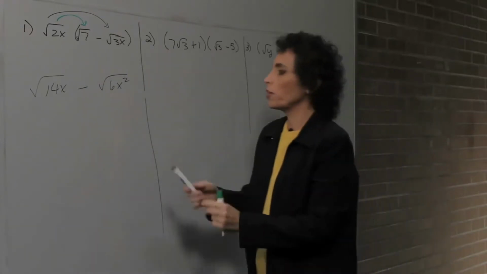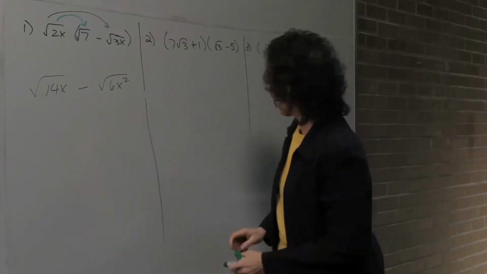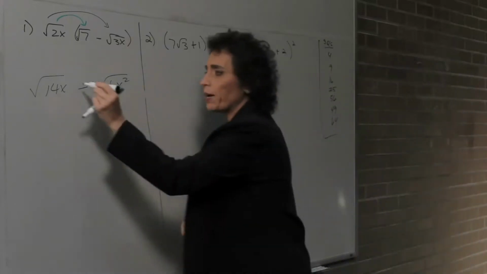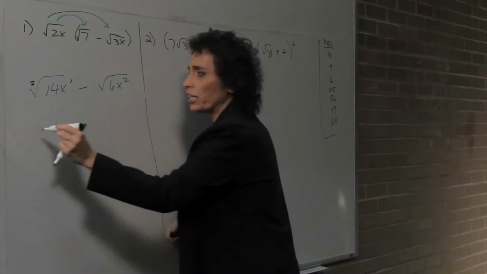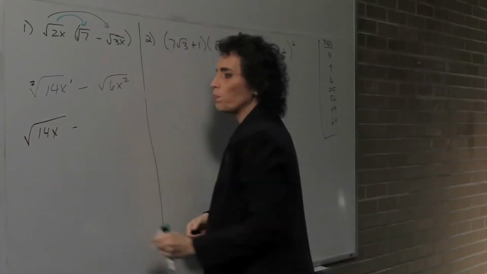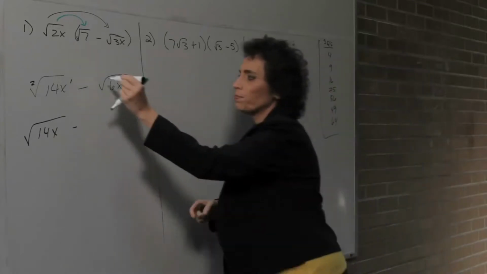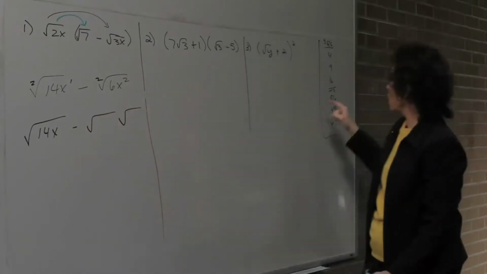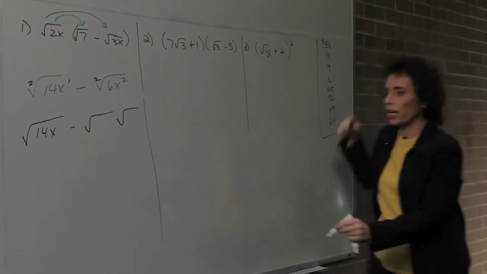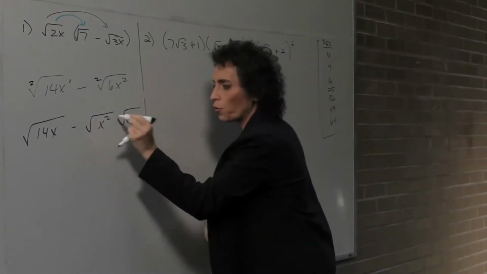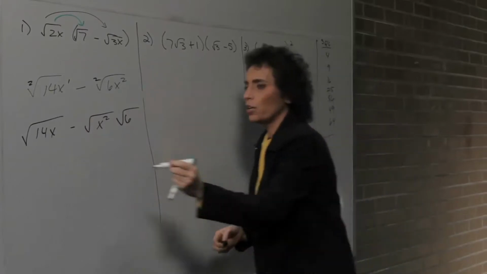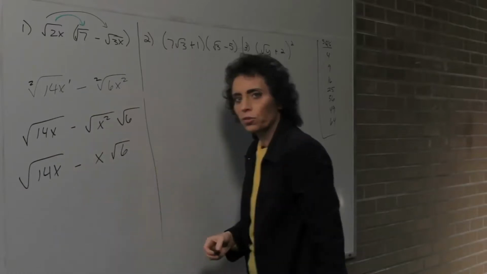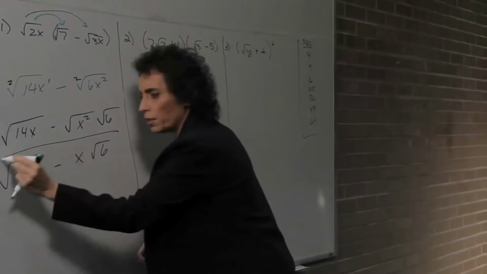That's not thick enough for me. Makes me crazy. Okay, 14. Let's see if we can break this up. 14, no perfect square in 14, so I can't break 14 up. I can't break x up because it's less than the index, so that has to stay just the way it is. 14x minus. Okay, we know we have to break this up because the exponent is not less than the index. 6 we cannot break up. 9 times nothing, 4 times nothing gives me 6. So 6 stays here. X squared is perfect. It comes out. So I now have the square root of 14x minus x times the square root of 6. And that's it. I am done.